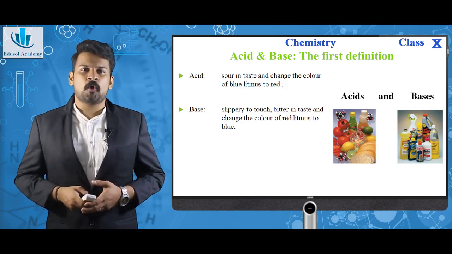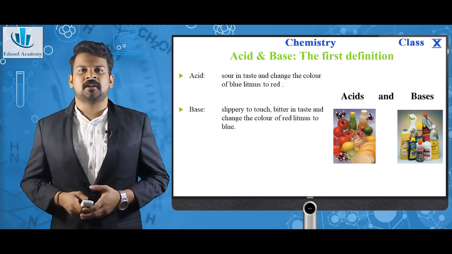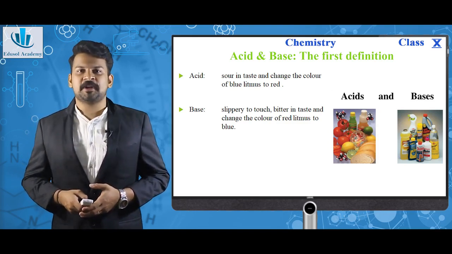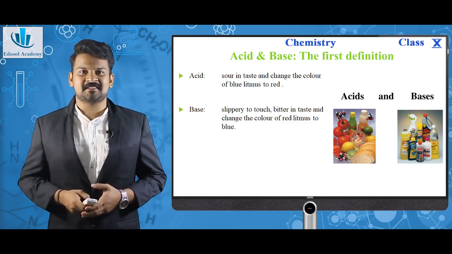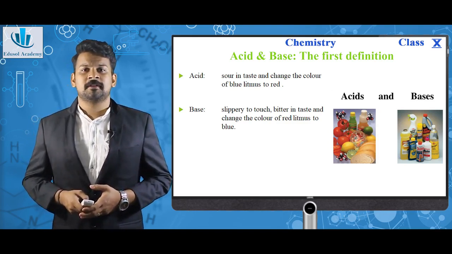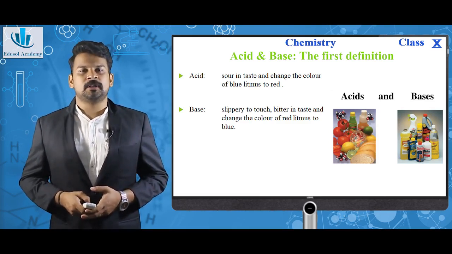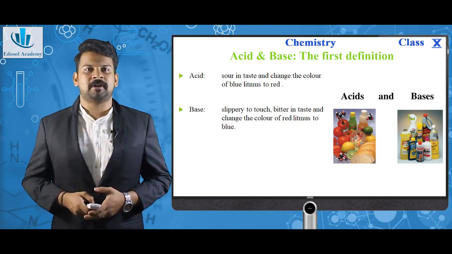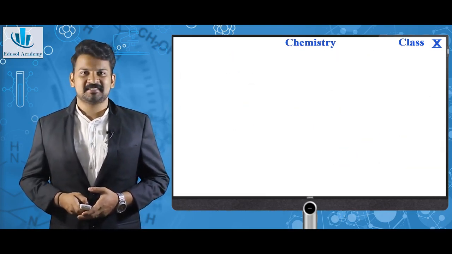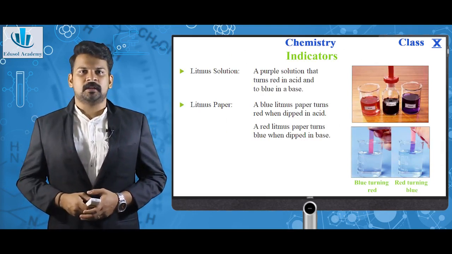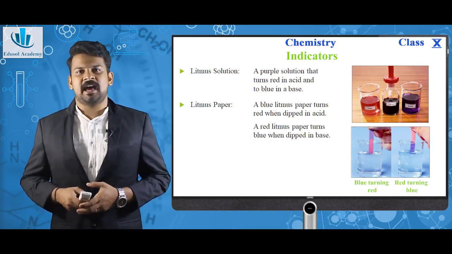Acid is sour in taste and changes the color of blue litmus to red. Base is slippery to touch, bitter in taste and changes the color of red litmus to blue. That is the first definition we have heard about an acid and a base. In this chapter, we are going to deal with much further details on the topic of acids, bases and salts.